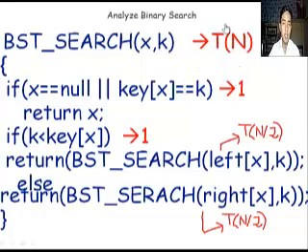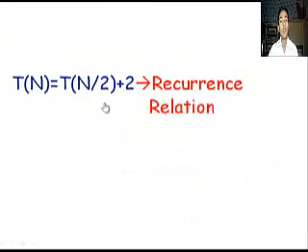If this is the case, we can write a recurrence relation: T of n is equal to T of n by 2 plus 2. That is the sum of the time consumed by this and this statement, that is 1 plus 1, equal to 2. This is the recurrence relation, and now we have to solve it to obtain the time complexity of this algorithm.